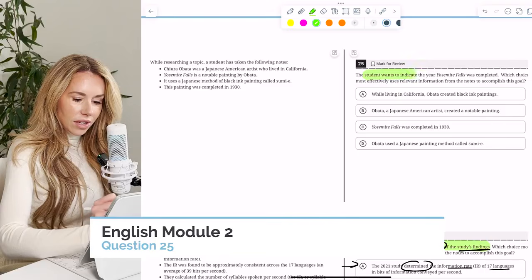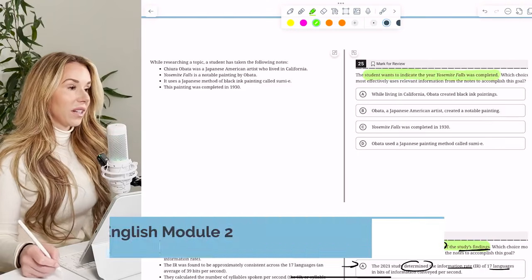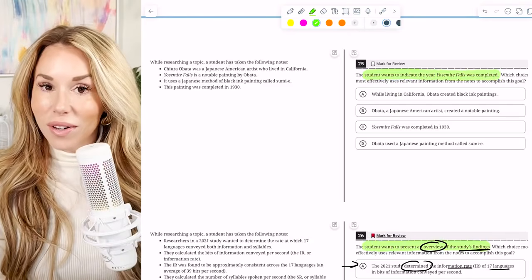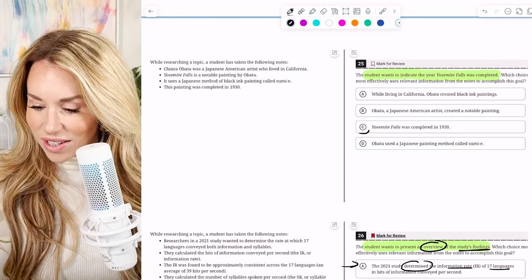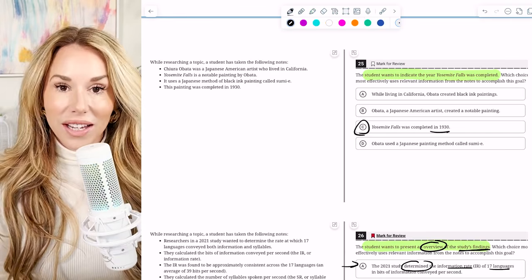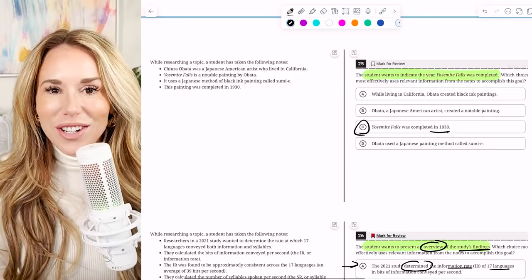We have the student wants to indicate the year Yosemite Falls was completed. Honestly, I laughed when I saw this because this is so easy. The answer obviously is C. It was completed in 1930. How is this a Module 2 question?